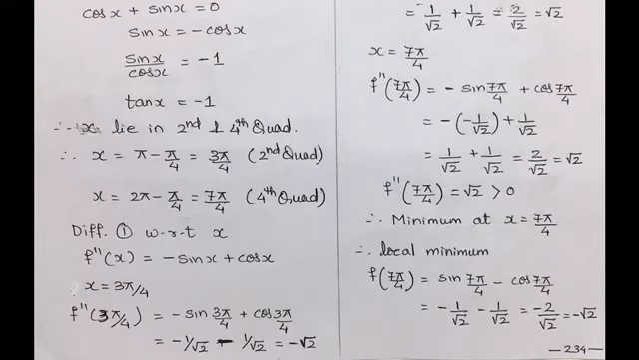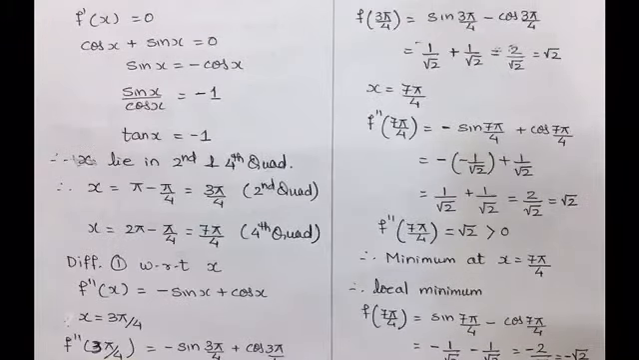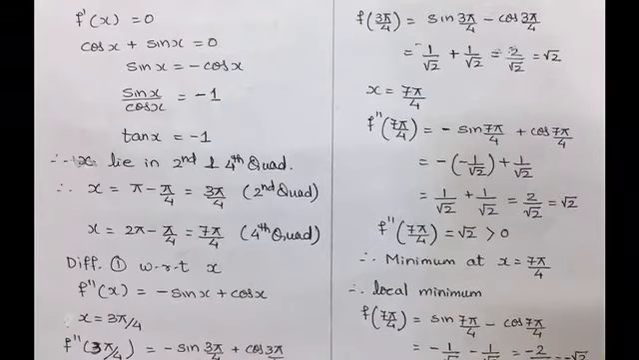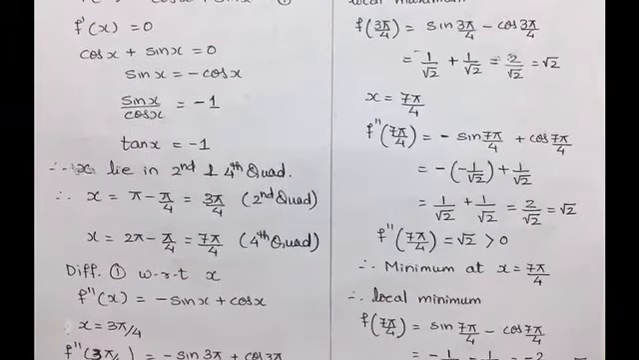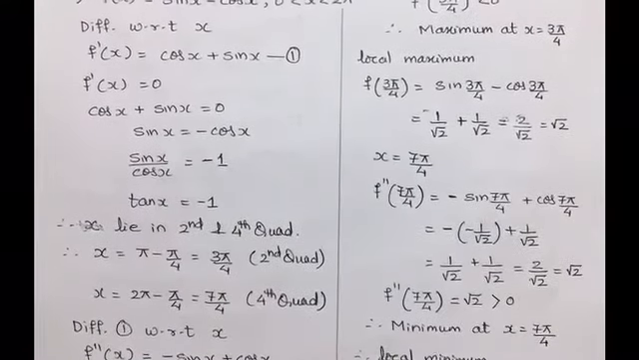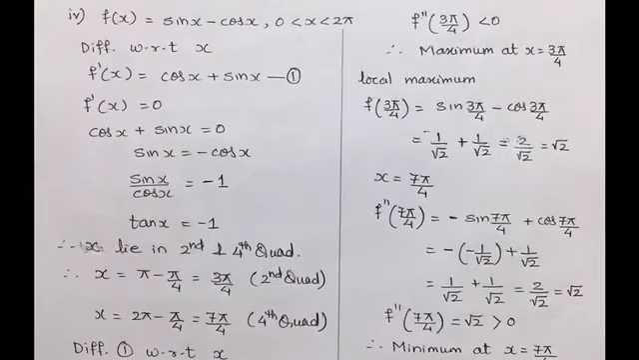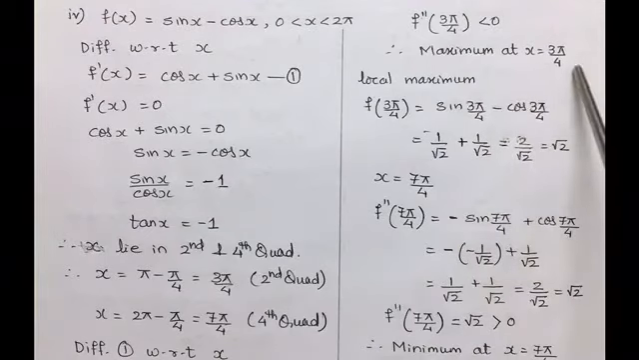Now as the value of the second derivative is less than 0, the function f becomes a maximum at x equal to 3 pi by 4.